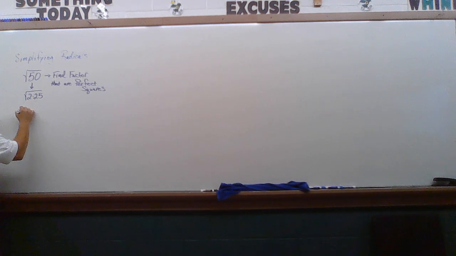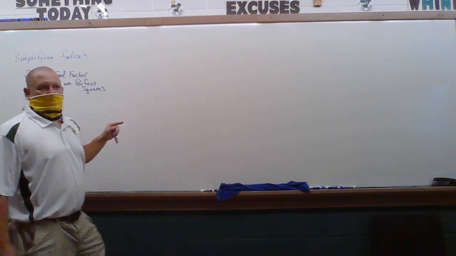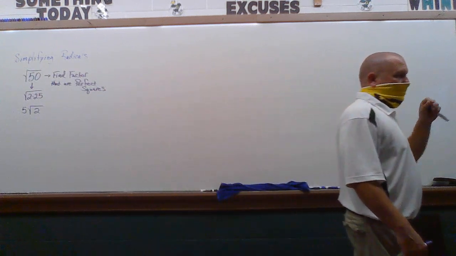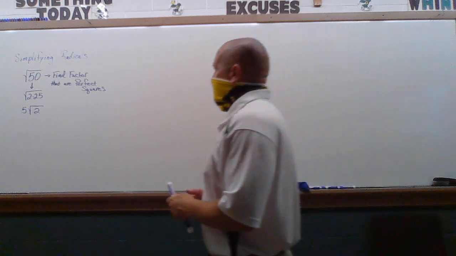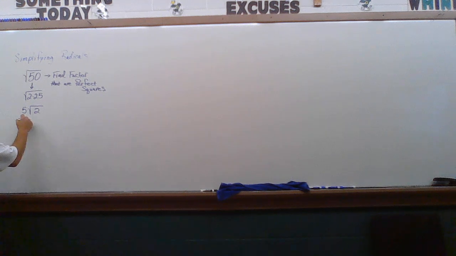So in this case right here, my 5 goes to the outside. I can't take the square root of 2, so I leave it on the inside. And so I simplify the square root of 50 into 5 square root of 2. Now, is it really simpler? It's just easier to use, I guess. All right? So let's try it out.